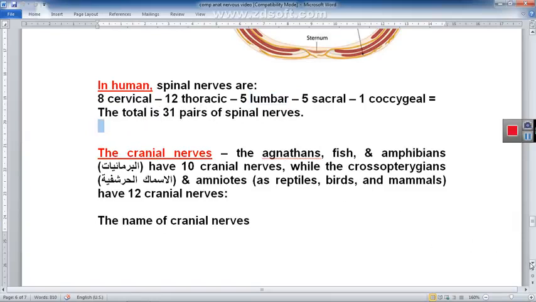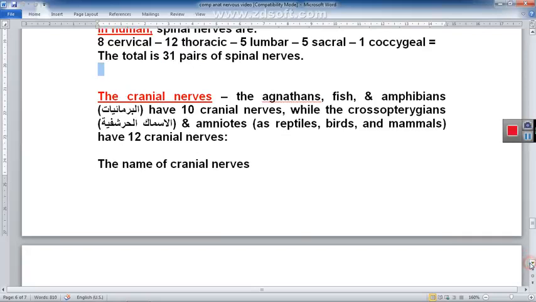Next to the spinal nerve, we will talk about the cranial nerves. Of course, the spinal nerves are part of the peripheral nervous system, and the cranial nerves are also part of the peripheral nervous system. Spinal nerves originate from the spinal cord, while cranial nerves originate from the brain.